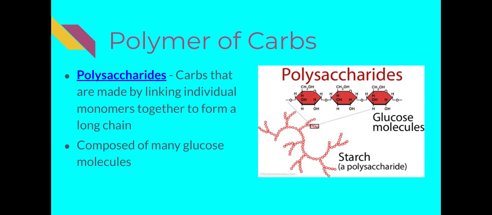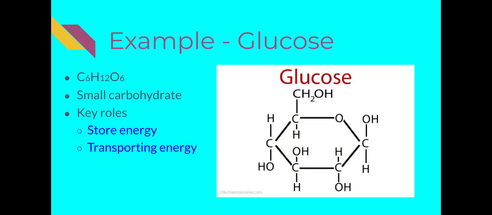So again, the picture here is a picture of a starch, which is a polysaccharide, but you can see in the part that's zoomed, you have repeating subunits of glucose that actually make up that starch. A couple examples of carbohydrates that I want you to be familiar with is glucose. Glucose is C6H12O6. This is a formula that you need to get familiar with because we will use it when we talk about photosynthesis and cellular respiration.